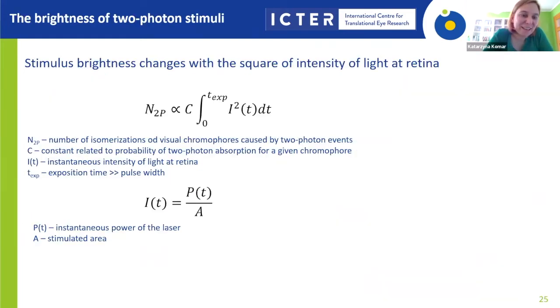So let's focus again on this quadratic dependence on brightness of 2-photon stimuli. When you look at this integral, you can imagine that we can design the pulse train of different pulses and different repetition frequencies to obtain the same or similar integration results. It means that, for example, maybe we do not have to use very short laser pulses, which are not easy to obtain, and the lasers are very expensive. We can just use longer pulses and lower repetition frequencies.